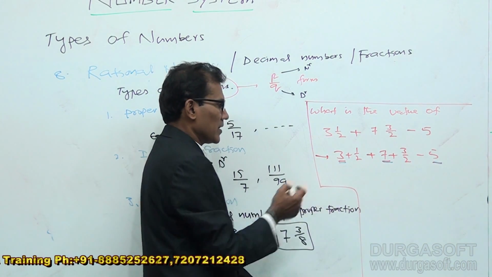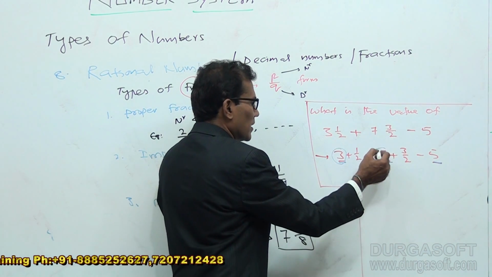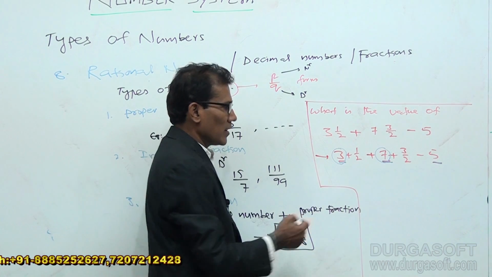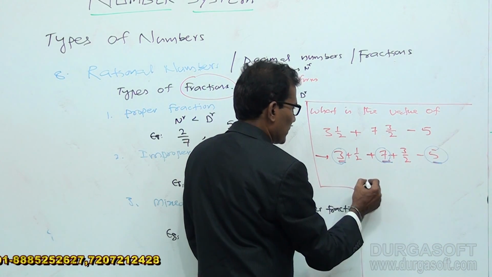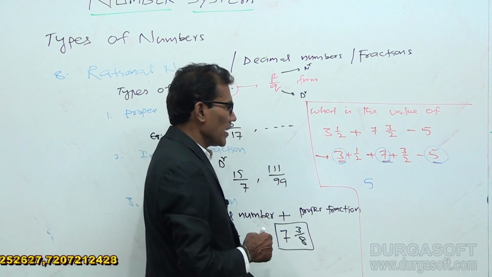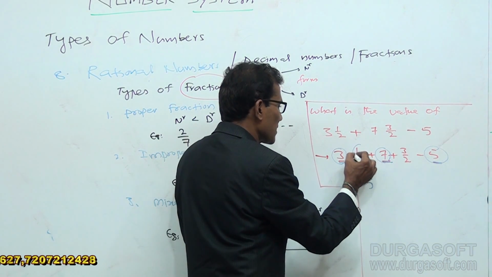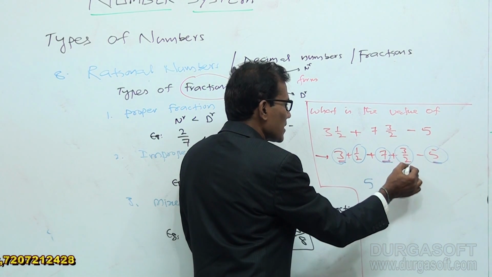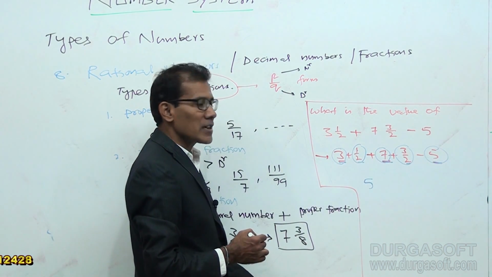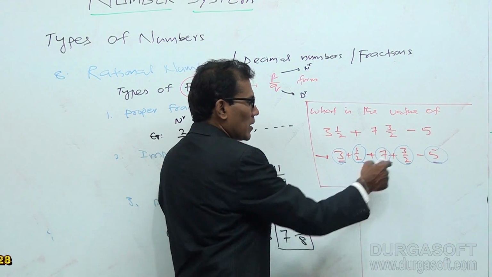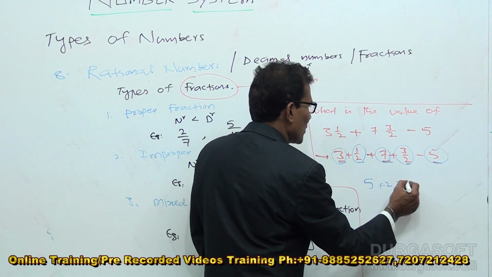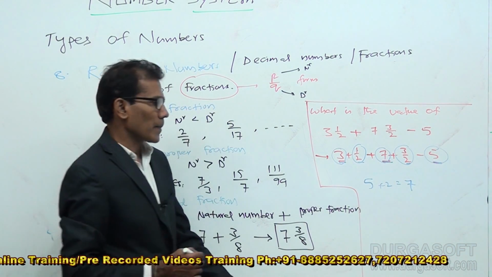So first to simplify this, 3 plus 7 is 10, 10 minus 5 is 5. And later coming to the fractions, 1 by 2 plus 3 by 2. Since the denominators are the same, we just add these two numbers. 1 plus 3 is 4, 4 divided by the same denominator, 4 by 2 is going to be 2. Then 5 plus 2, which is 7, is your answer.